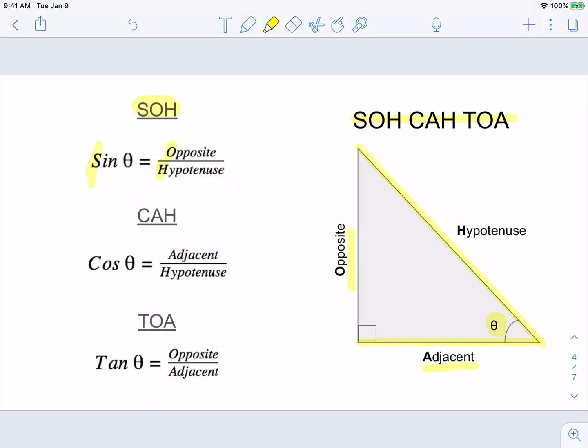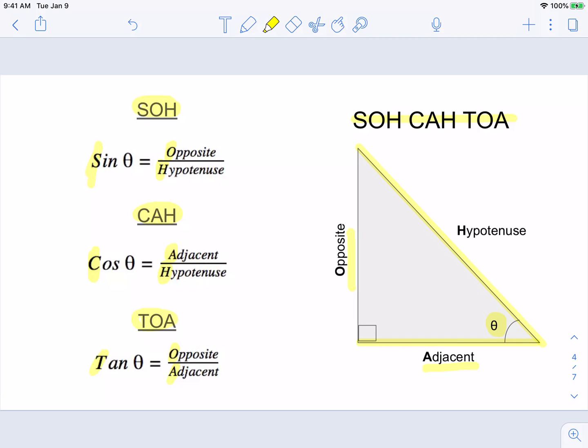Now the other two functions written here, cosine, next. The cosine function, that's the CAH. It's cosine of theta equals the adjacent leg over the hypotenuse. So that's where the CAH comes from. And then the last one, the tangent function, TOA, that means that the tangent of theta is opposite over adjacent.